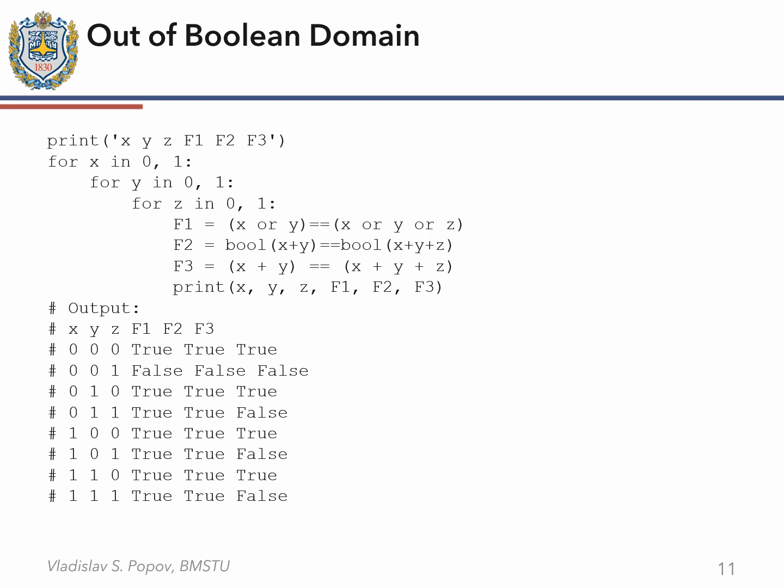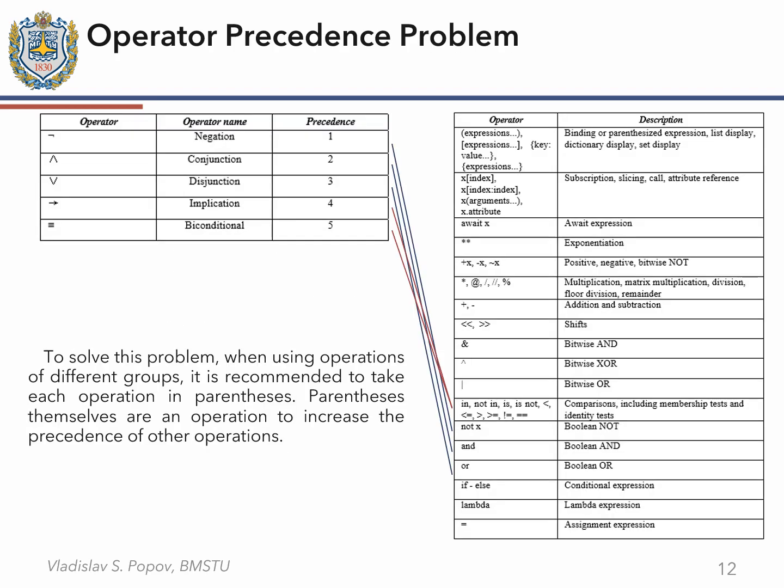Many of the considered operations can go beyond the Boolean domain, so after performing the operation, it's possible to cast the resulting value to a Boolean type. There is also a problem of operator precedence, whereby some of the operations used to replace logical functions have a precedence that doesn't match the precedence of logical functions in the algebra of logic. So parentheses should be used to change the precedence of operators.